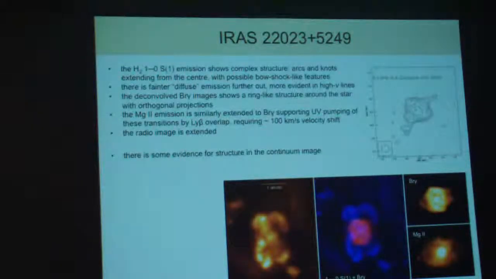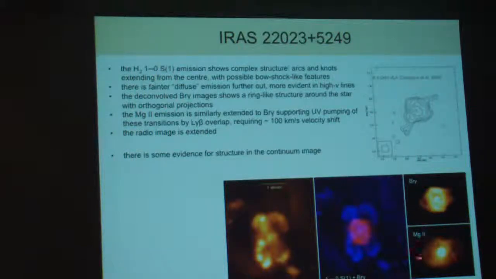So if we look at the H2 imaging, we see quite a detailed structure of this object. It seems to have these arcs of emission coming out from the centre with knots and bow shock-like features at the ends. That's the 1-0 S(1) line. We can also image the Brackett gamma in this object. That's deconvolved with a standard. So that's an image of the Brackett gamma line, and it's showing this ring-like structure with these extensions on either side. And combining that with the H2, you can see it fits inside of this H2 structure.